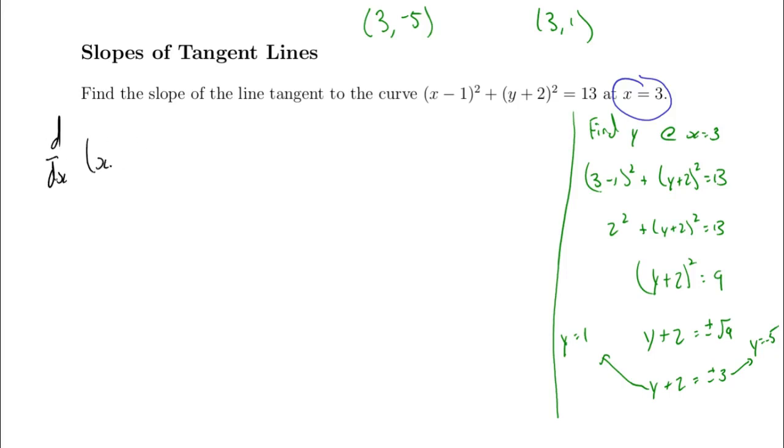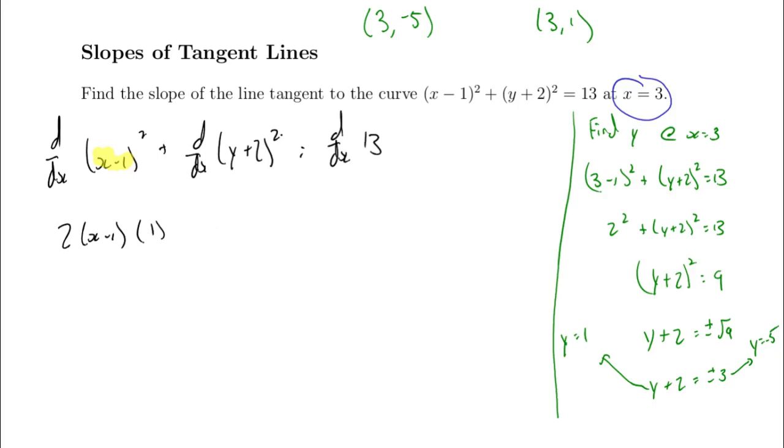We're going to differentiate (x minus 1) squared with regard to x, plus (y plus 2) squared with regard to x, equals 13 with regard to x. All right, we have chain rule going on here because x minus 1 is composed inside of this power function. So we'll go ahead and say that this is 2 times (x minus 1) times the derivative of x minus 1, which is 1. We have chain rule here. This is going to be d over dy of (y plus 2) squared times dy over dx. And then we have the derivative of 13, that's 0.